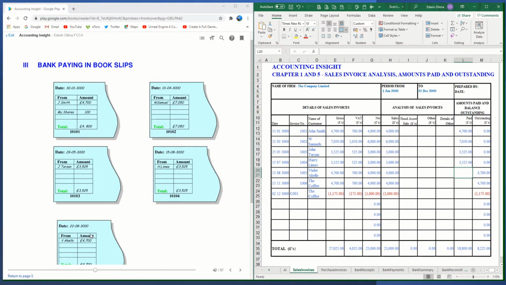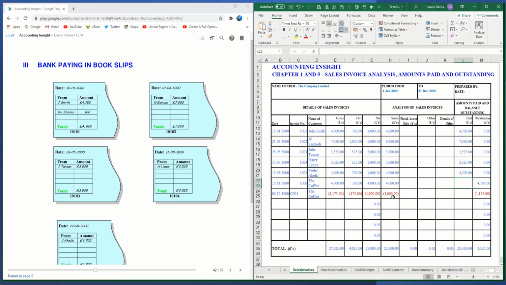And the fifth one is V. Akelo, and she paid 4,700. So basically all our customers are paid except the last one, which is the coffee shop.